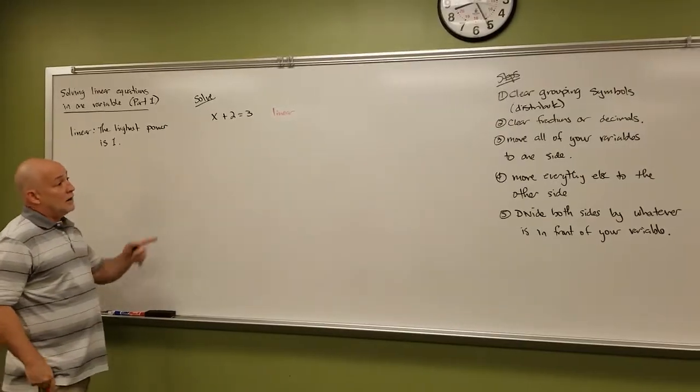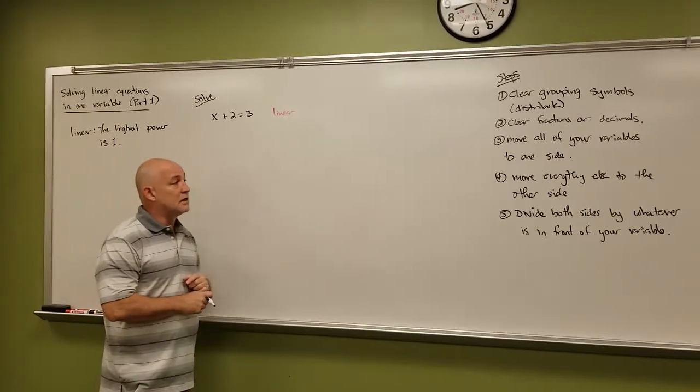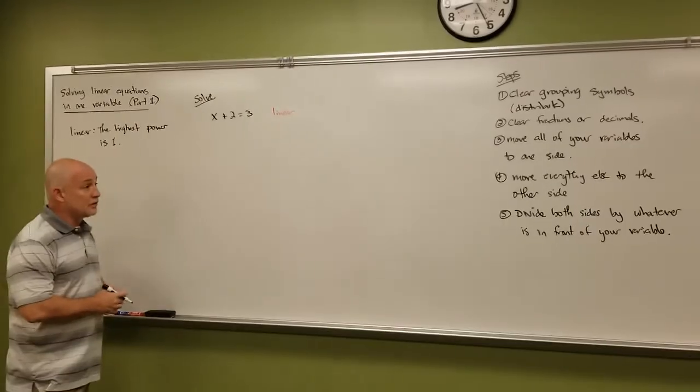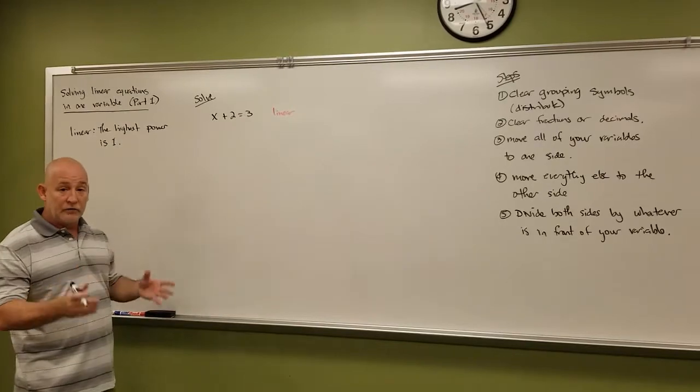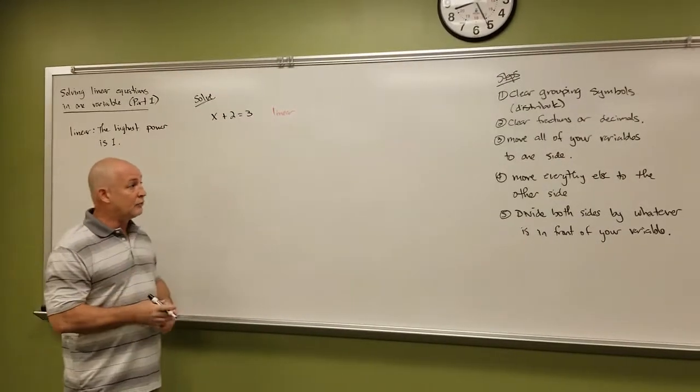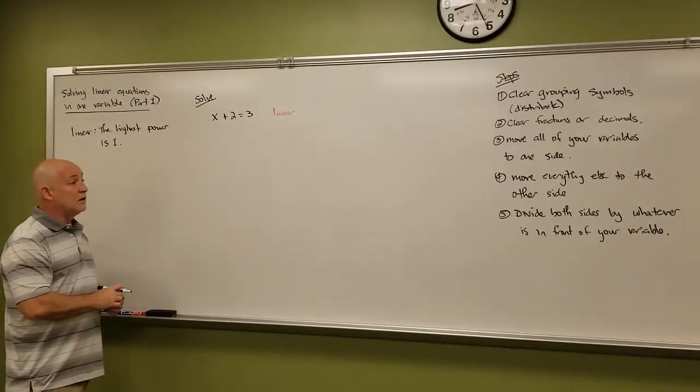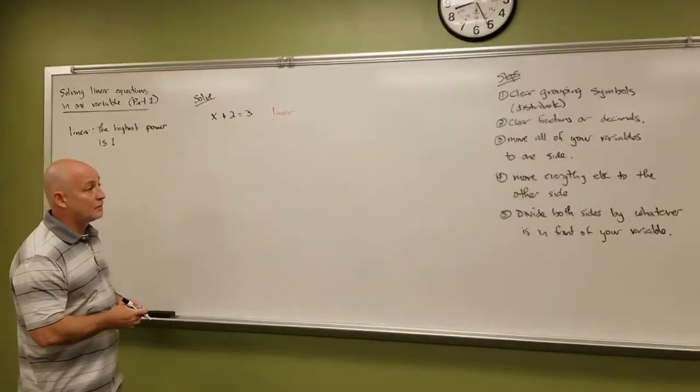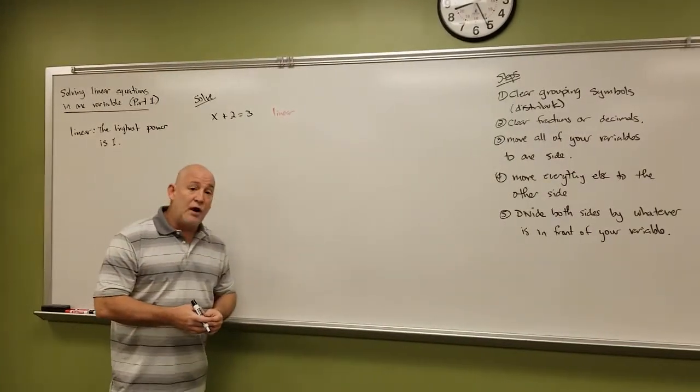So let's try reading through this to make sure that we understand what the steps mean. Step 1 says clear grouping symbols. So that means any parentheses, square brackets, curly brackets, whatever. Well, we don't have any here, so step 1 is already done for us. Step 2 says clear fractions or decimals.